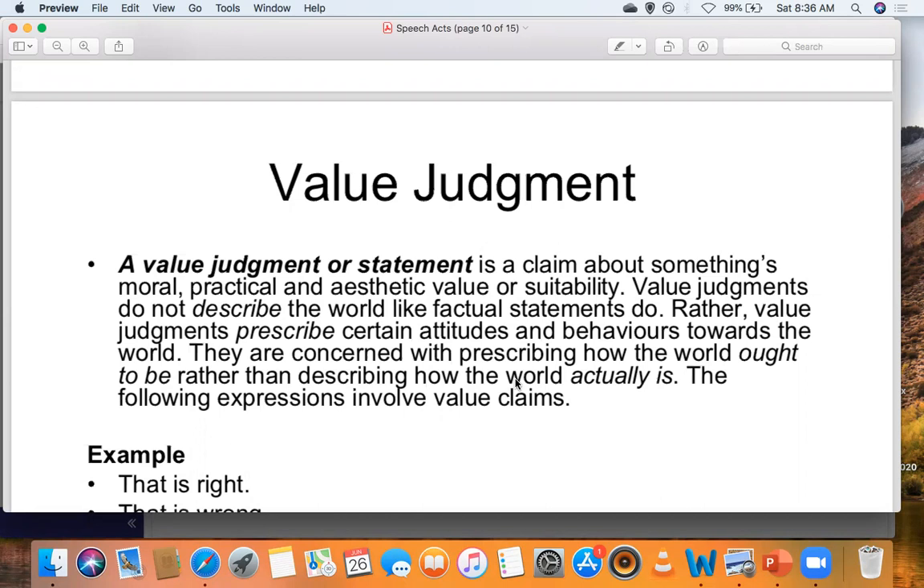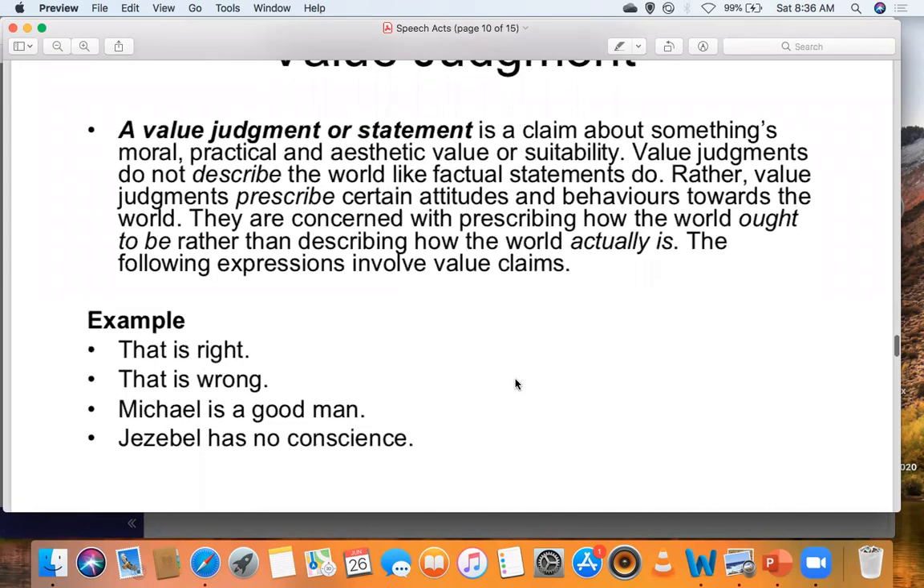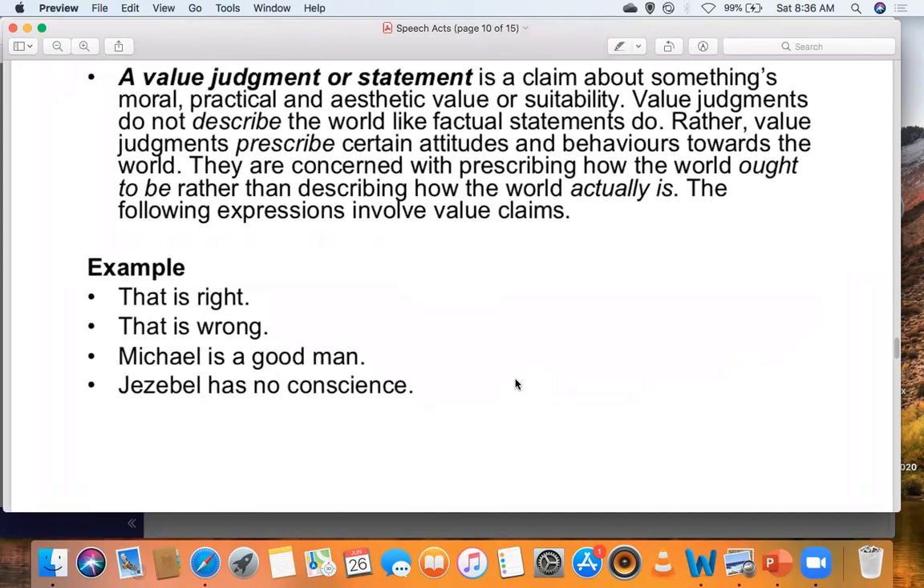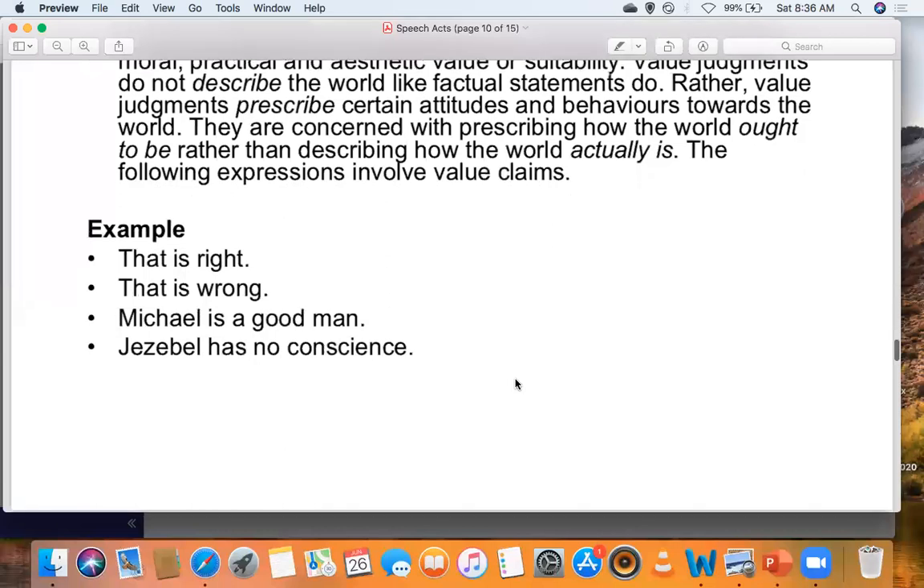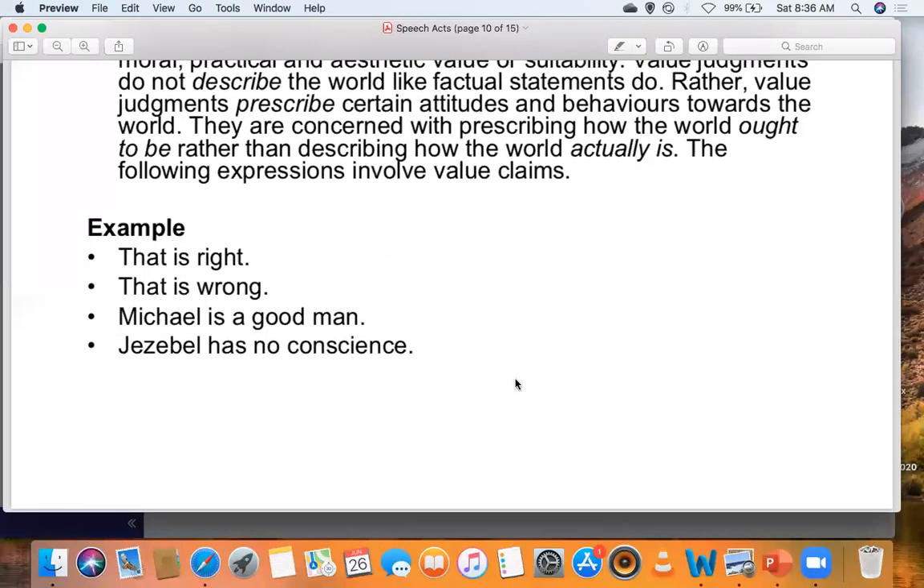So they are not statements about how the external world is. They are about what we think the external world should look like, or what we want the external world to be. Examples: that is right, that is wrong, Michael is a good man, Jezebel has no conscience. These are statements about how we want things to be done, not how things actually are. That's why they are called value judgments. All these things are values: right, wrong, good, bad, and all those.